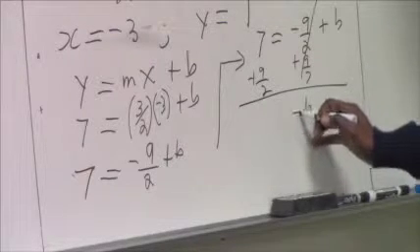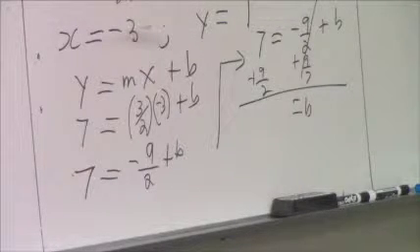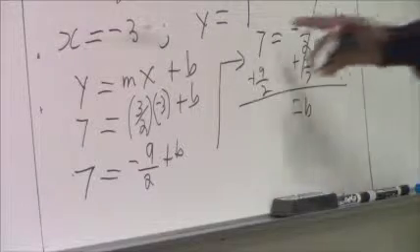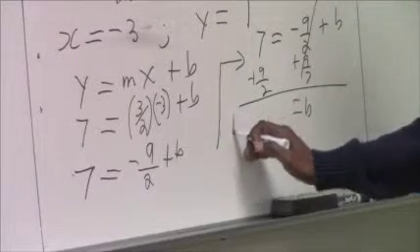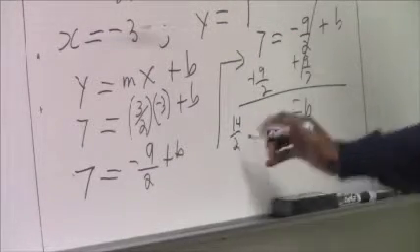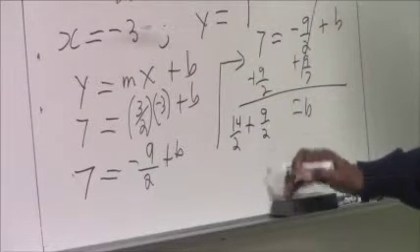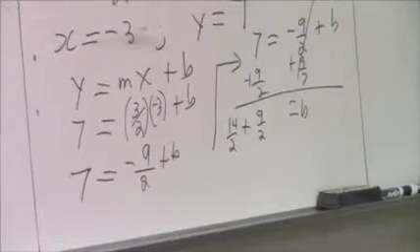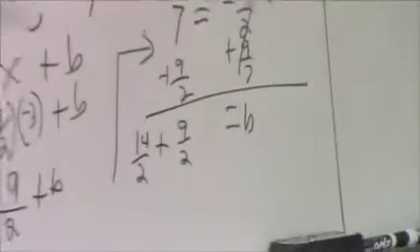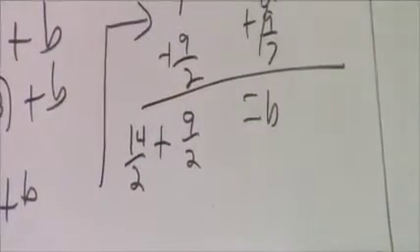And if I do this, I can rewrite 7 as 14 over 2, because 14 divided by 2 is 7. And then I have this 9 over 2. I hope you understand the reason why I did this. And I'm going to just erase this problem over here. So then I have to come down and rewrite it.